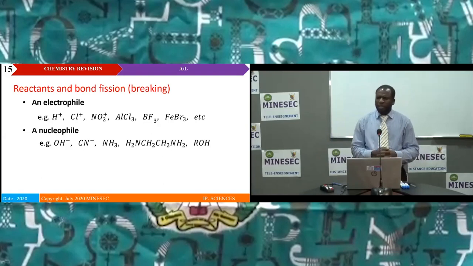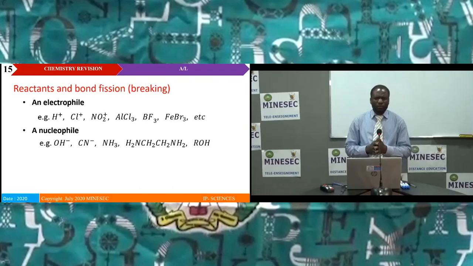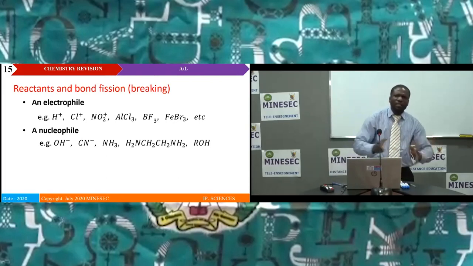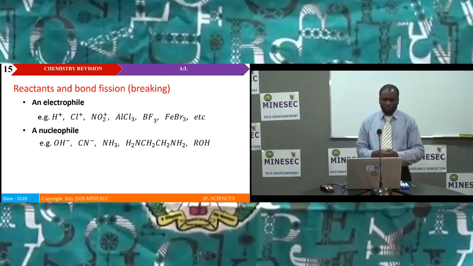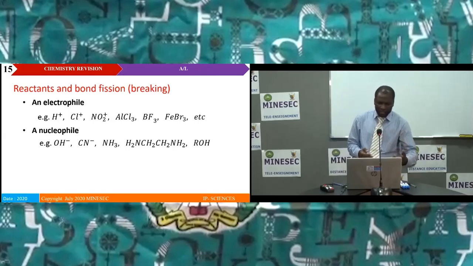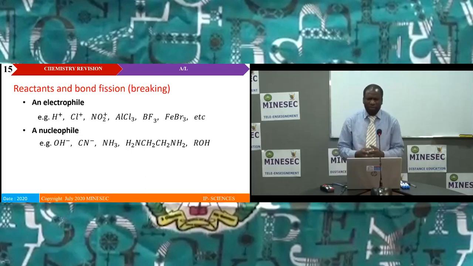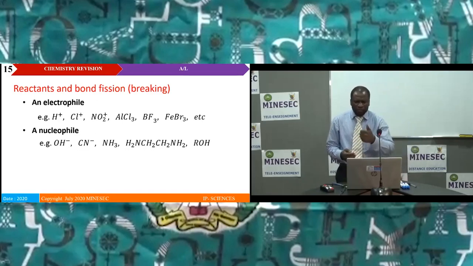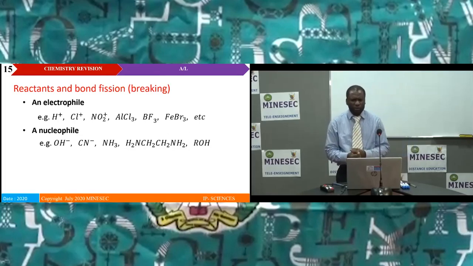Nucleophiles. A nucleophile is an electron-rich species, and it seeks electron-deficient centers during chemical reactions. So we have examples: the hydroxide ion, OH minus, cyanide, CN minus. We will have ammonia, which is not charged, but it's a molecule. But it is rich in electrons because it possesses lone pairs of electrons. We have ethane-1,2-diamine, and we will have the alcohol functional group.